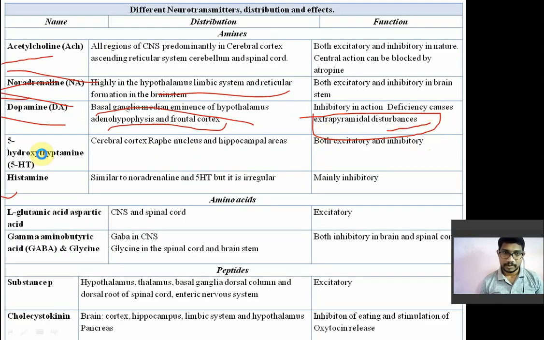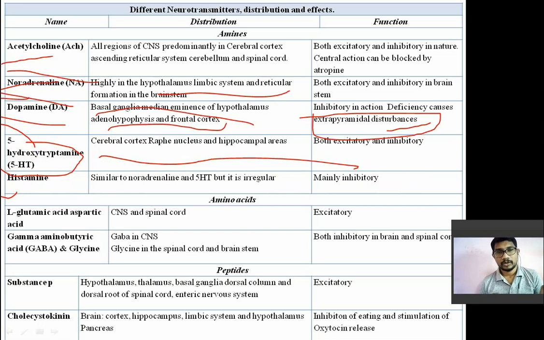Next one is 5-hydroxytryptamine, 5-HT, also known as serotonin. It is again an amine. It is found in the cerebral cortex, raphe nucleus, and hippocampus. It has both excitatory as well as inhibitory actions. There are 5-HT1, 5-HT2, 5-HT3, 5-HT4 receptors.